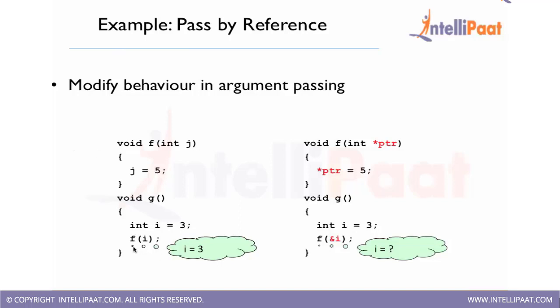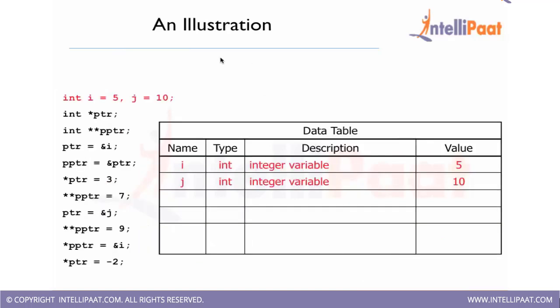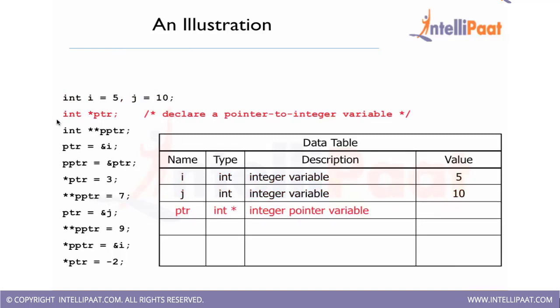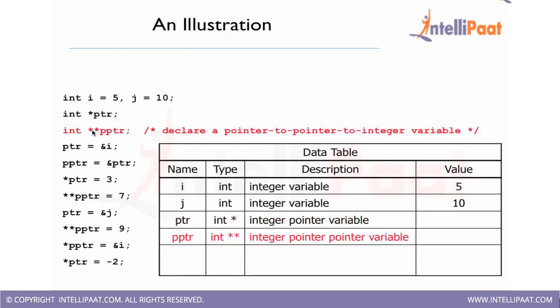So here I will be 3, here I will be changed to 5. One more illustration we'll do. Let's say we have two variables, I equal to 5, j. Now we are declaring an integer pointer variable ptr. ptr is an integer pointer. Now we have a double pointer, like pointer to pointer. Declare a pointer to pointer to integer, pptr.